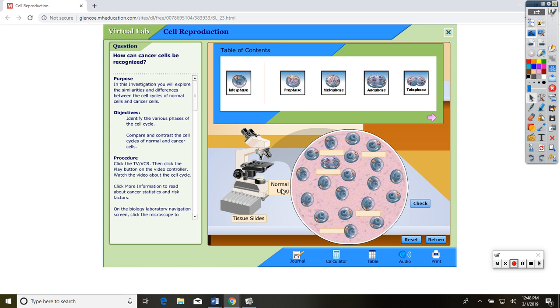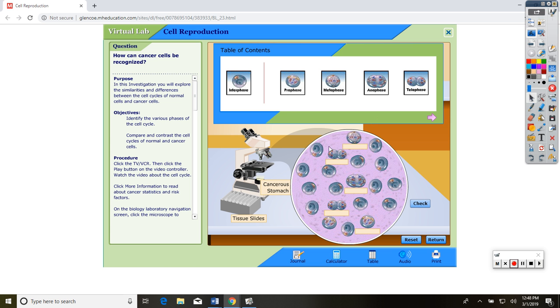This is normal lung. In order to switch between slides, you have to click and hold on the tissue slides, and then you just move between them, picking whichever tissue sample that you're going to look at. Once you have the tissue sample in front of you, you have to look at the cells and decide what phase you think they're in.